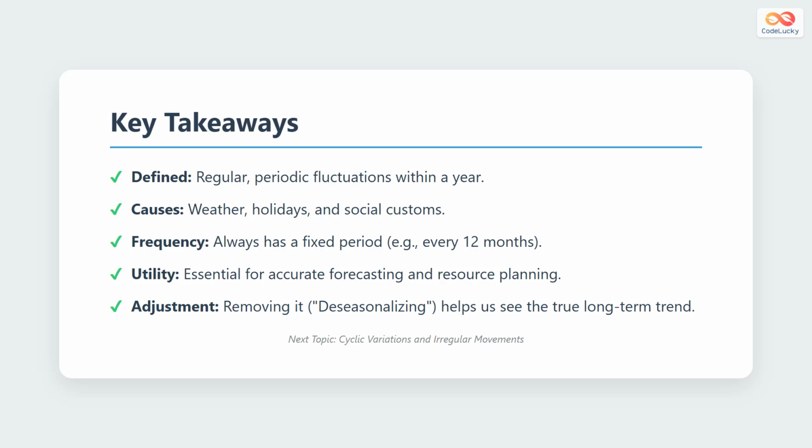To wrap up, remember that seasonal variation consists of regular patterns within a year caused by weather or customs. Identifying these allows for better planning and analysis. By separating the season from the trend, we gain a clearer picture of reality.